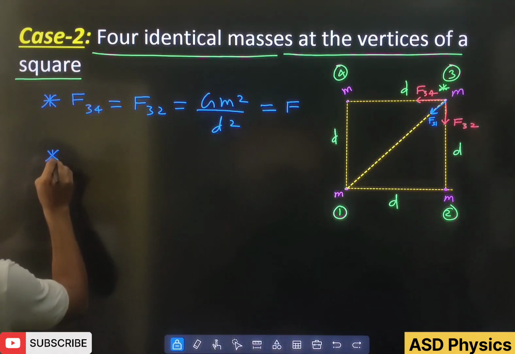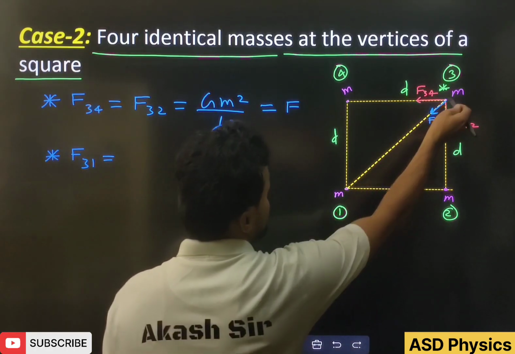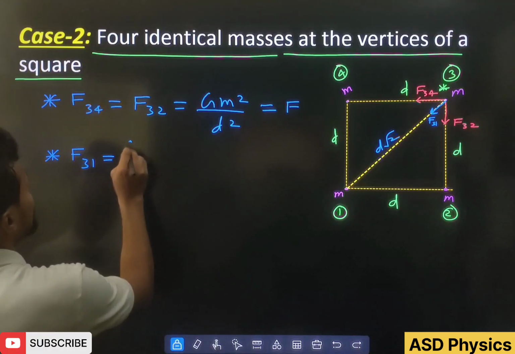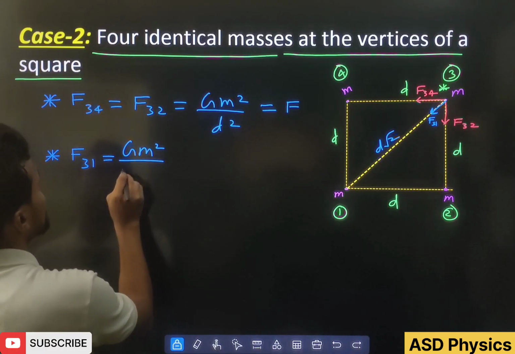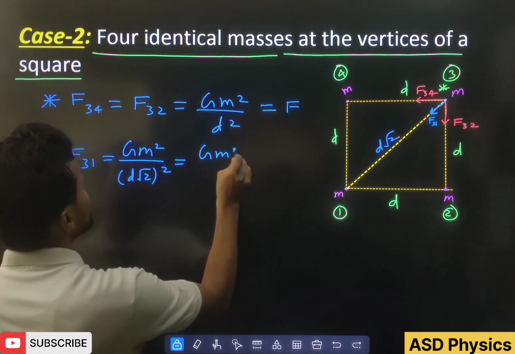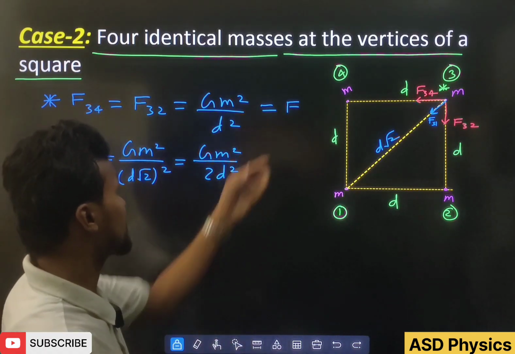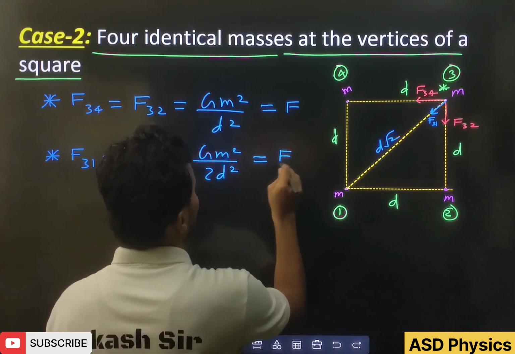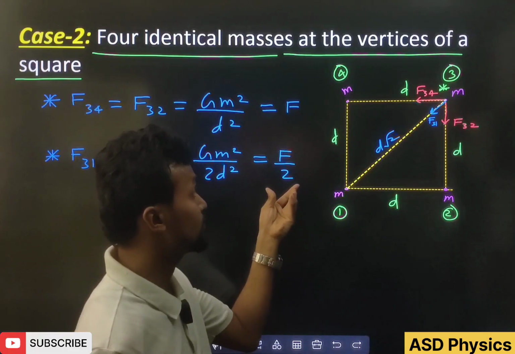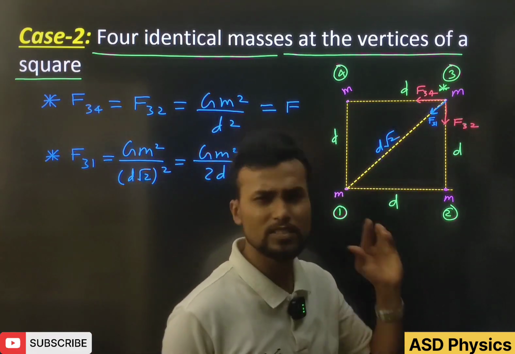After that, if I talk about the force F31, this is 3, this is 1. This distance, from the Pythagoras theorem, is d root 2. So I can write here Gm square by (d root 2) square. Kindly see here, this becomes Gm square by 2d square, and Gm square by d square is F, so this is F by 2. So the magnitude of F31 is half of F34 or F32. That's why this arrow is somewhat small.